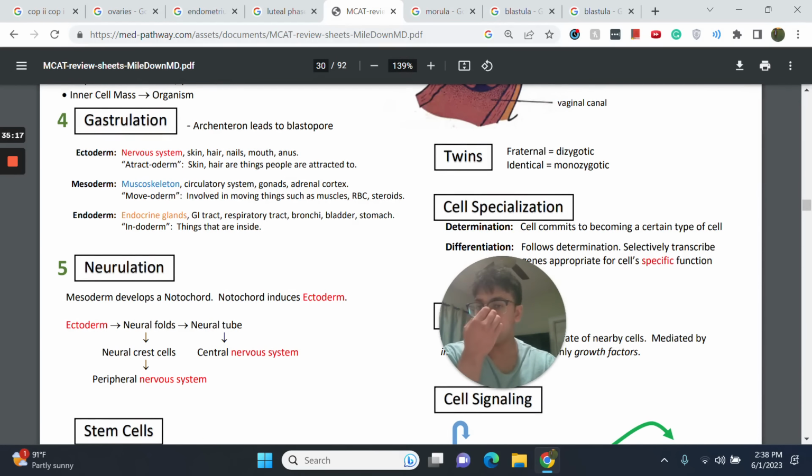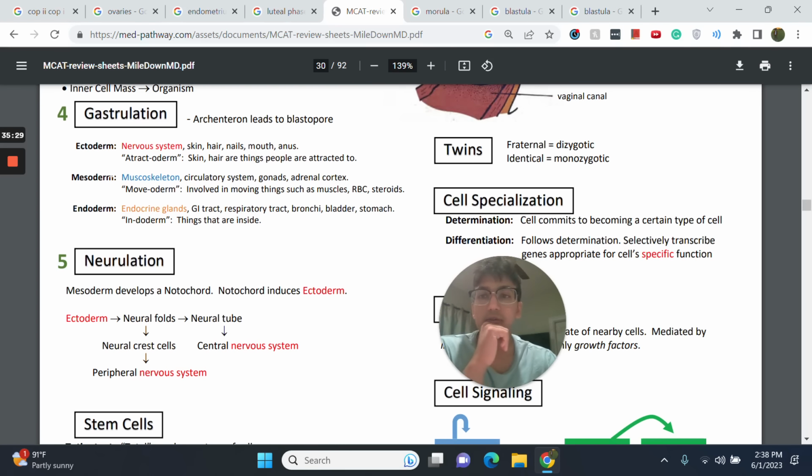And this is very important and high yield for the MCAT. They're often going to ask you, oh, I don't know, the mouth. What layer did that originate from? And you want to know that that's from the ectoderm. Fortunately, this took me a long time to understand. But fortunately, there's just this really easy way to remember it. Ectoderm is kind of like the attractoderm.